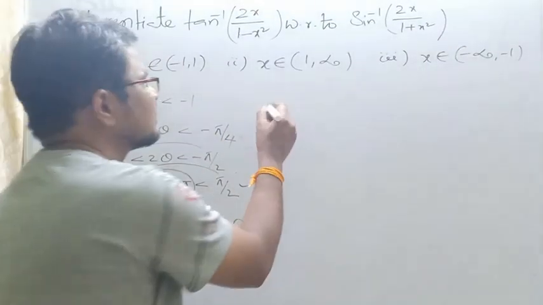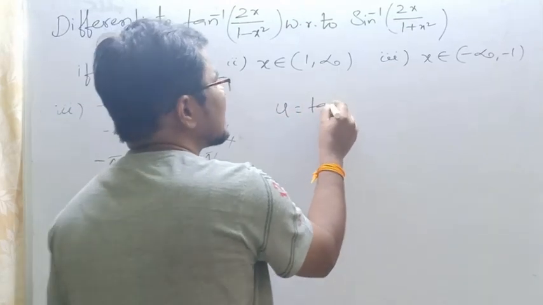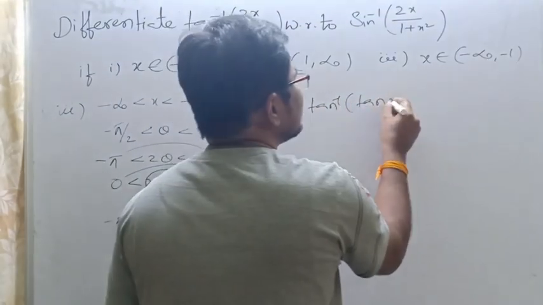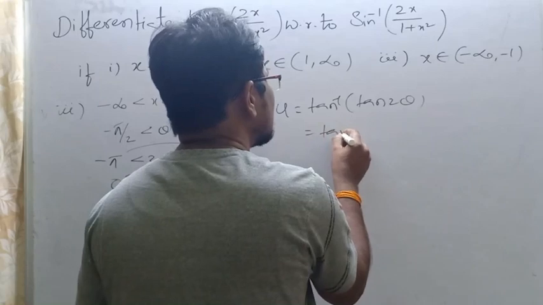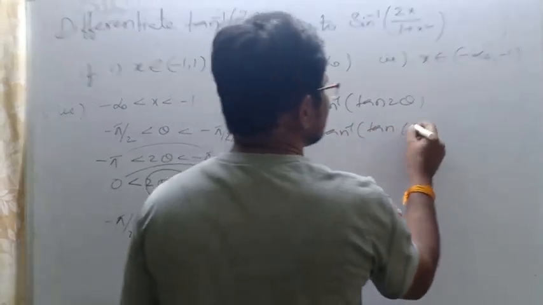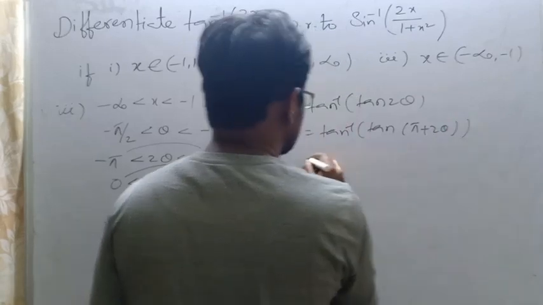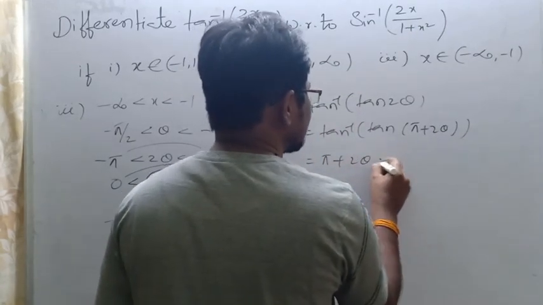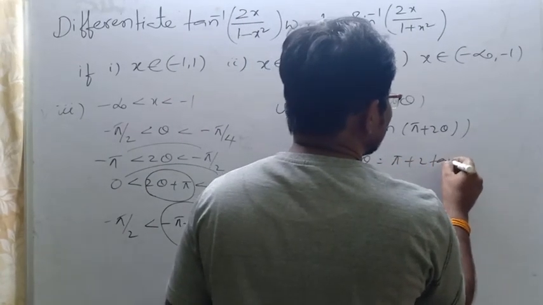Now you take u equal to tan inverse of tan 2 theta. Now 2 theta is replaced by which one? Pi plus 2 theta. That is equal to pi plus 2 theta, which is pi plus 2 into tan inverse x.